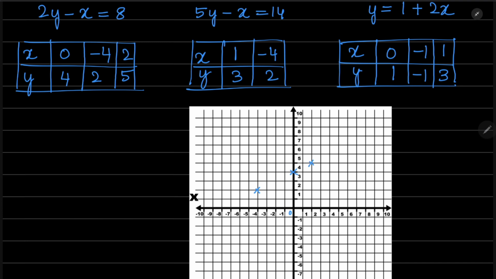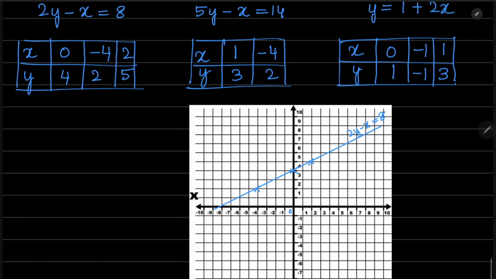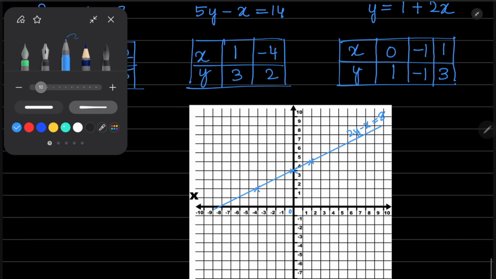Let me draw a straight line here. Okay, so this is your straight line. And whenever you're drawing a straight line, over the line, just write down the equation. That is 2y minus x equal to 8. Now let us move on to the second one. I'm going to change the color and do it.